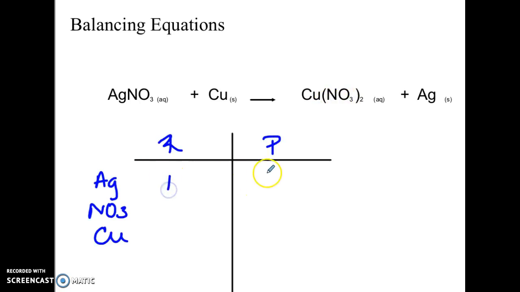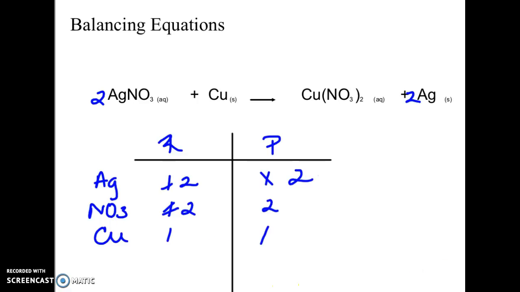So when I have one silver, let's see, the nitrates I have 1. On this side, I have 2 nitrates. And with my copper, I have 1 and 1. So this just really tells you the place that you need to start. I need to put a 2 in front of the silver. When I do that, that gives me 2 nitrates, but it also changes my silver. So then I would have to put a 2 in front of that silver. So now this becomes a 2, and I'm at a balanced equation.